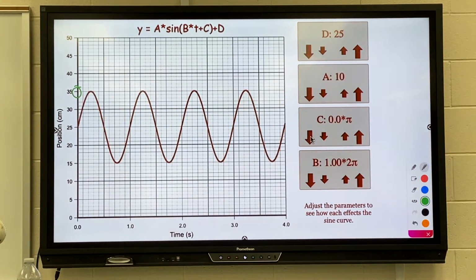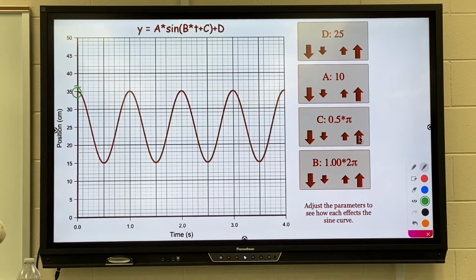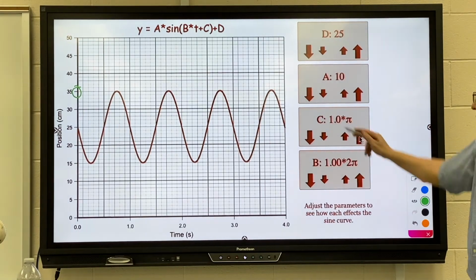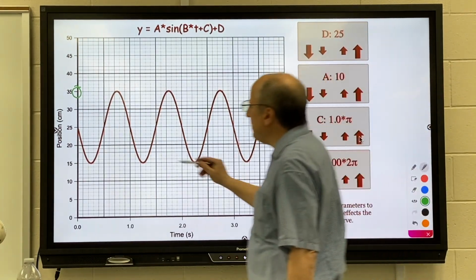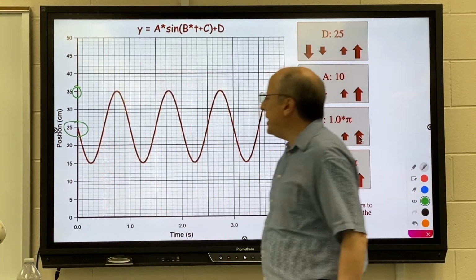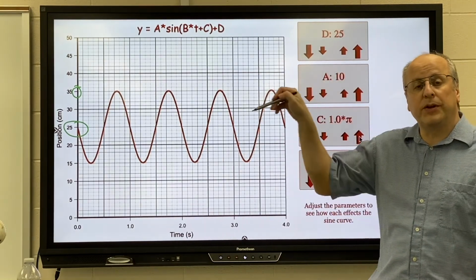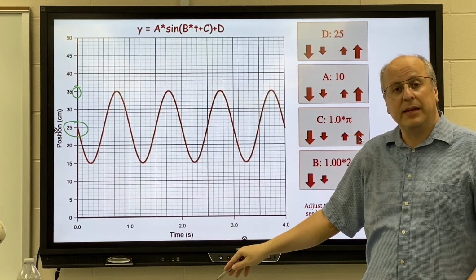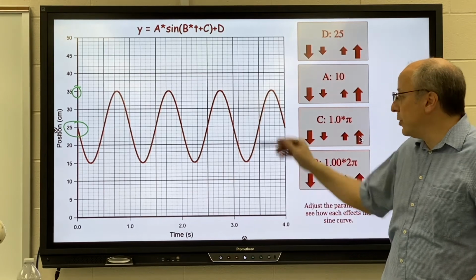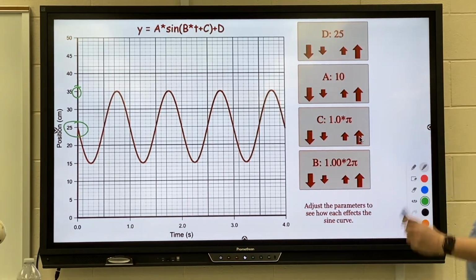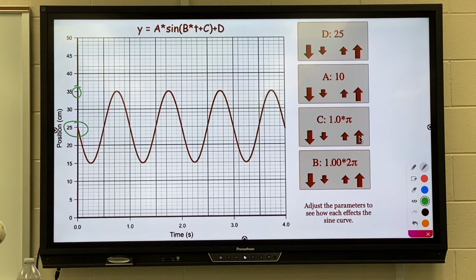If we shift it even farther to 1 whole pi, you see we're right back to the middle, but now instead of heading toward more extreme values, we're heading toward the x-axis. We're heading toward smaller values. Okay, so that is a phase shift of pi.